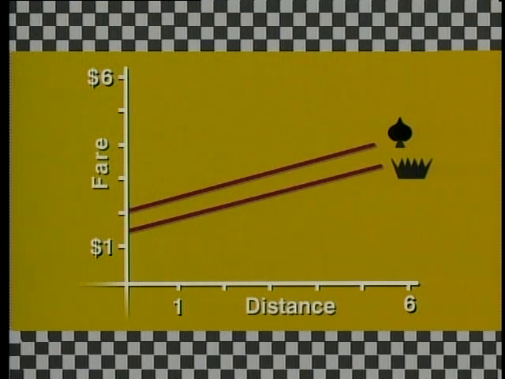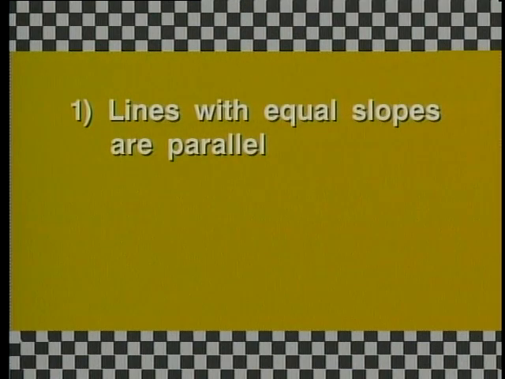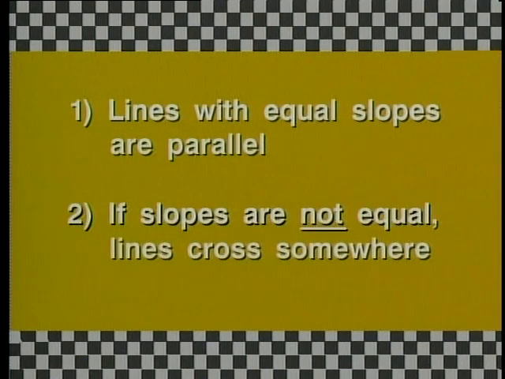And that illustrates an important point about slopes. You probably noticed that these two lines have identical slopes, 25 cents a mile. This is a specific example of a general rule. Lines with equal slopes are parallel. On the other hand, if the slopes of two lines aren't the same, you know that they cross somewhere.